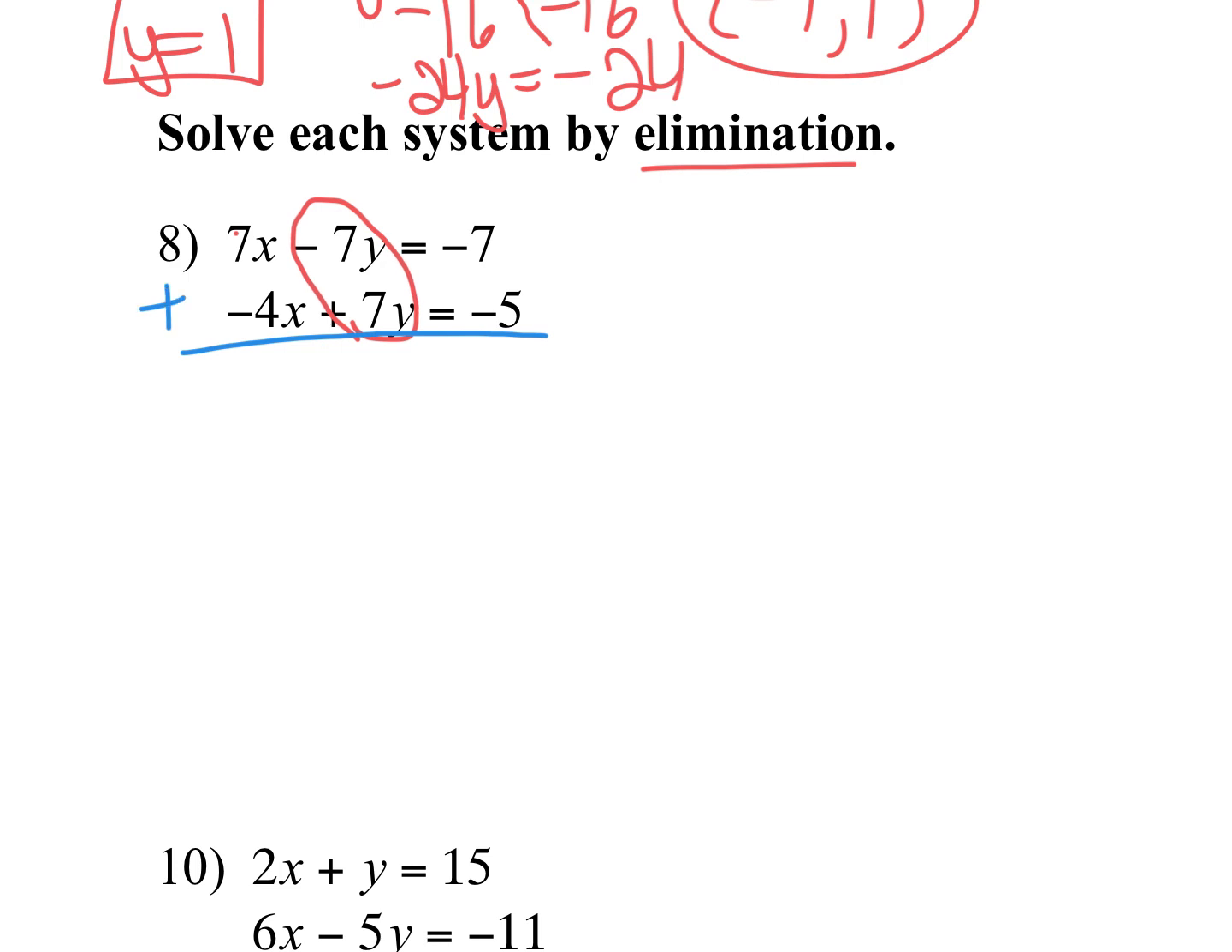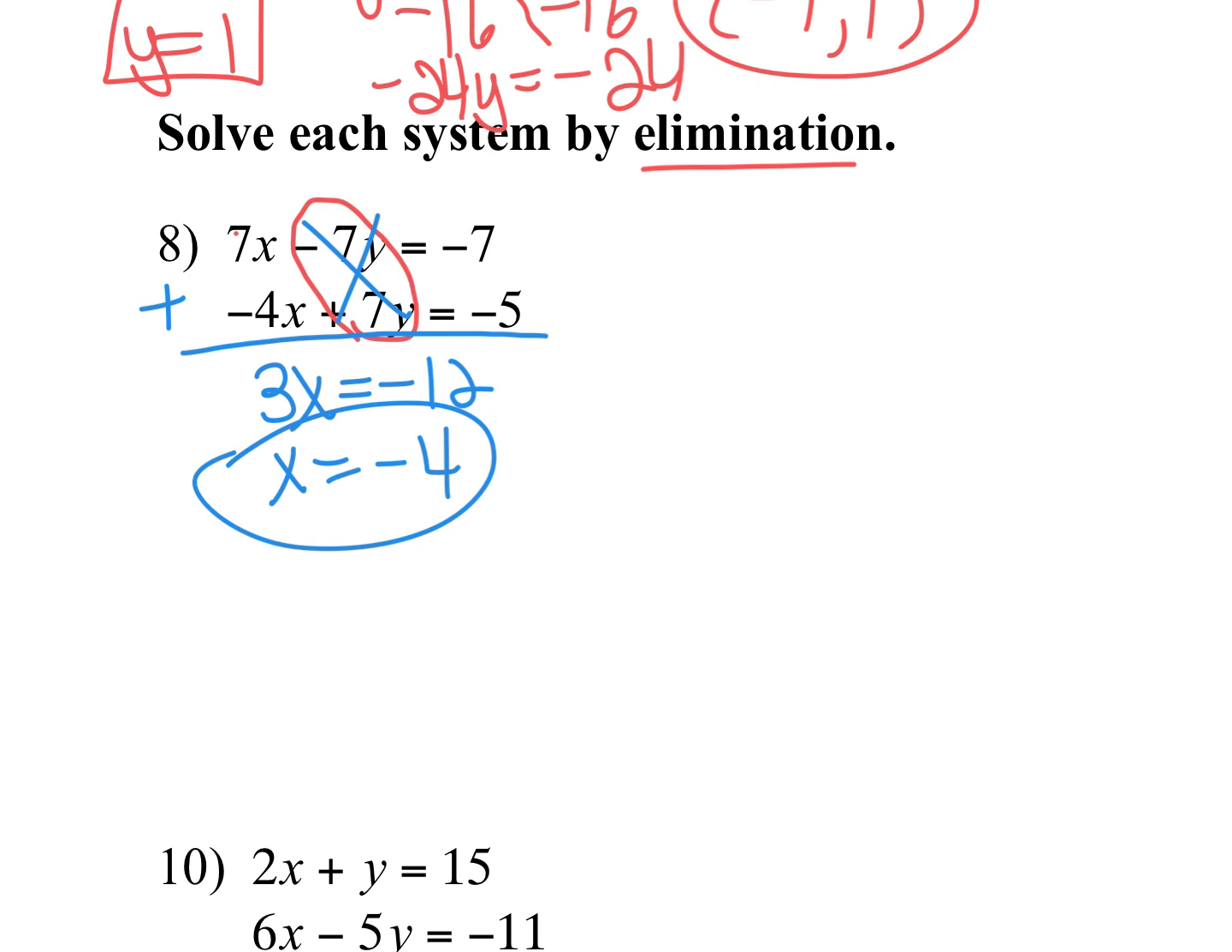And what happens is when you add 7x and negative 7x... when you add 7x and 4x, you end up at 3x. Your y's actually end up canceling, and you get negative 12 when you add negative 7 plus negative 5. So if you divide both sides by 3, you get x equals negative 4. That works out pretty well.